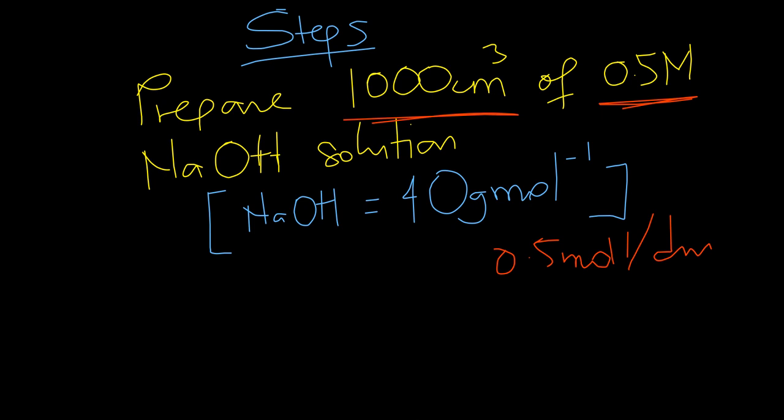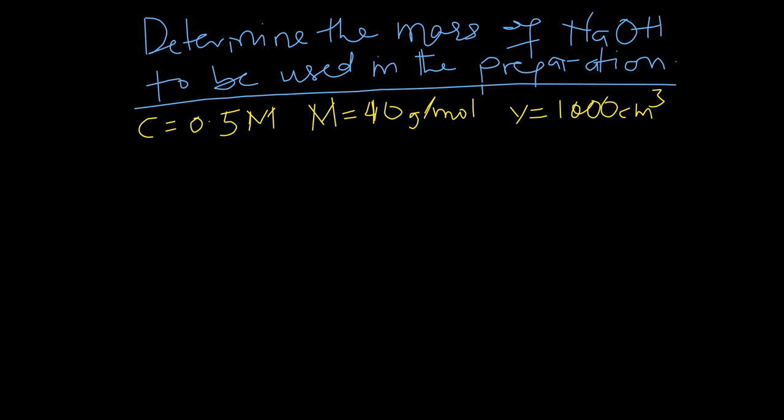Then again, we've been given an important information, that's the molar mass of the sodium hydroxide solution we are yet to prepare. That information has also been given to us. So what we're going to do is this: I'm going to repeat all of these data given to us on another page. Then we'll use the data to solve the problem. So on another page, we have the concentration given to us, it is 0.5 molar. The molar mass given to us, it is 40 grams per mole. And the volume of solution we will be preparing is 1000 cm cube. It has been given to us.